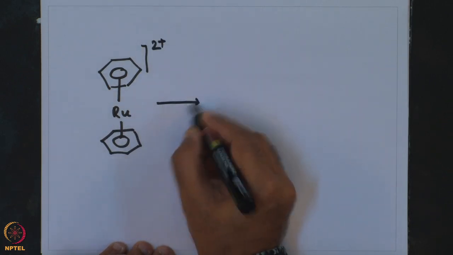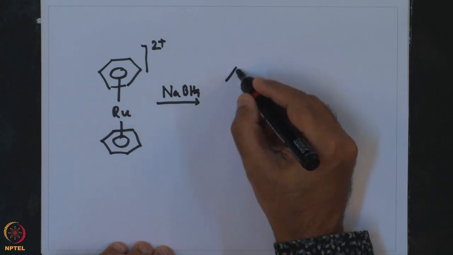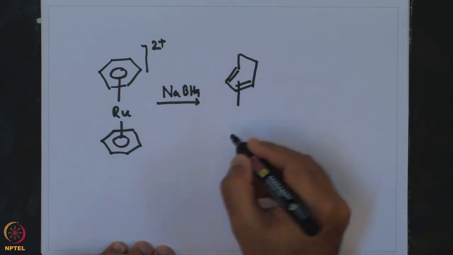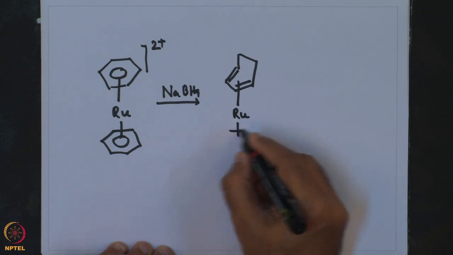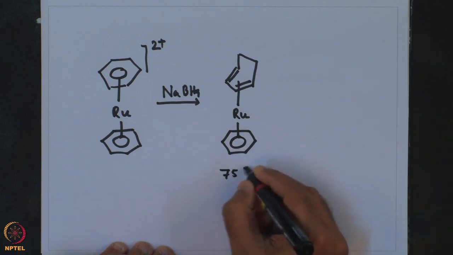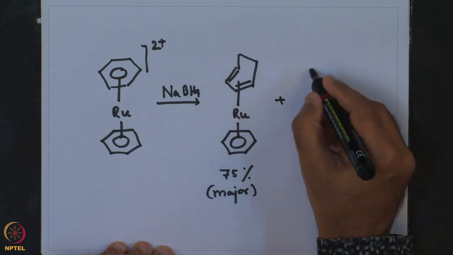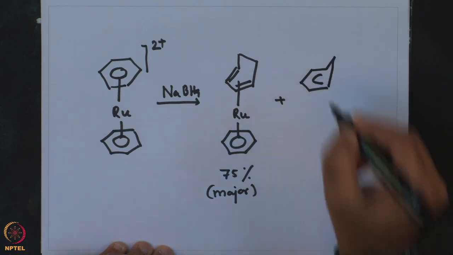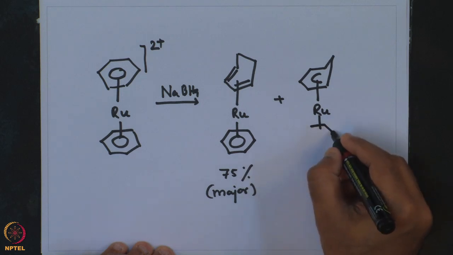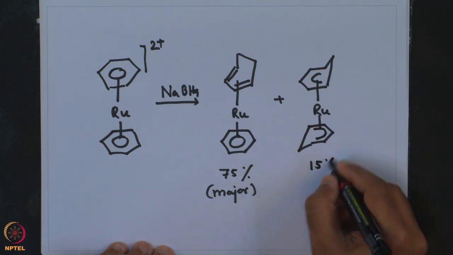Ru two plus with sodium borohydride gives this as the major product, 75%, plus the expected addition, that is the minor product.